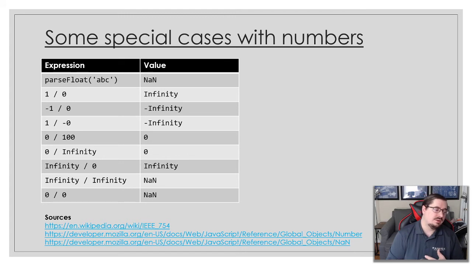Because we can get all of these values starting from normal good numbers. So for instance, if I have this expression, if I say parseFloat and I try to parse ABC, well, ABC is not a valid number. parseFloat will actually return NaN, not a number. So if I continue doing math with that NaN, I will have NaN at the end.